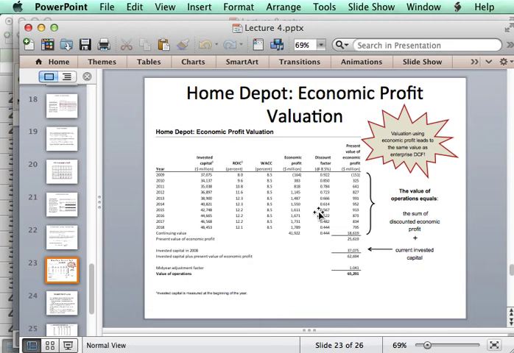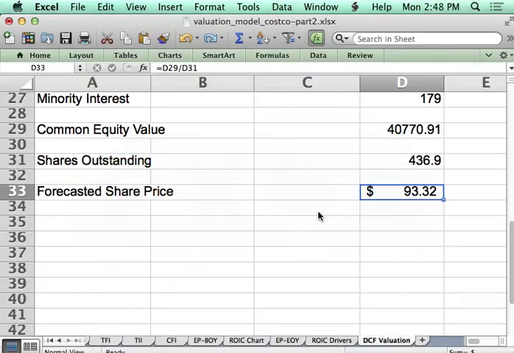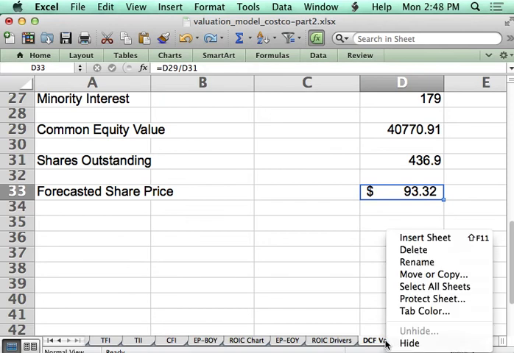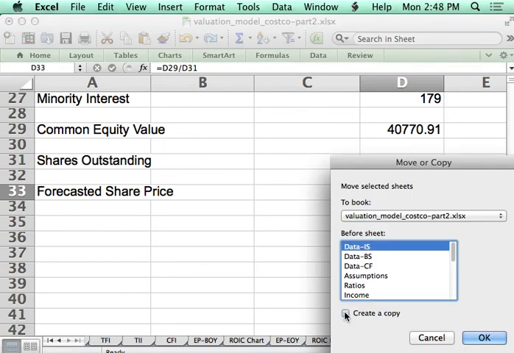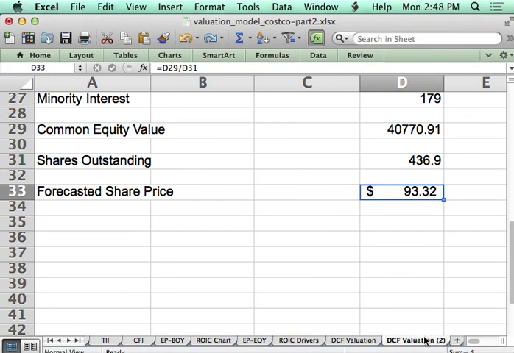So here's the point. What we know about the economic profit valuation is that the only difference in how you calculate it is how you calculate the operating value. Everything below operating value is the same. So what we're going to do in our model is take our DCF Valuation tab and clone it. The easiest way to clone it is to right-click over the tab with your mouse, move or copy, create a copy, move to the end, hit OK, and that'll basically create a copy of that worksheet or tab in Excel.